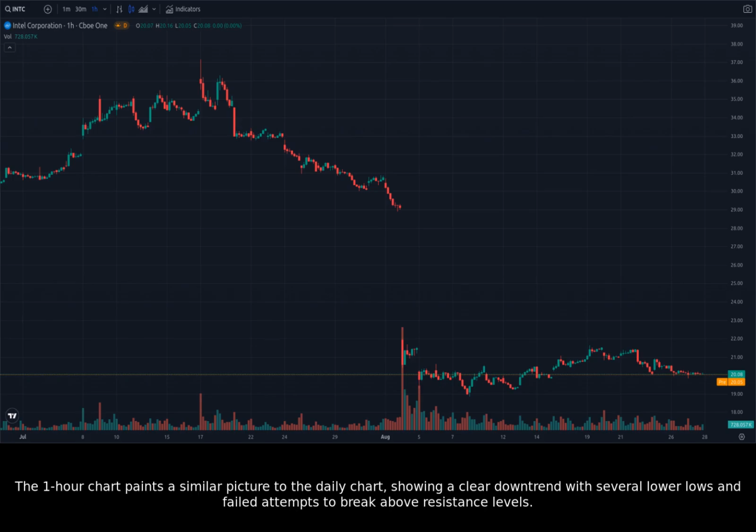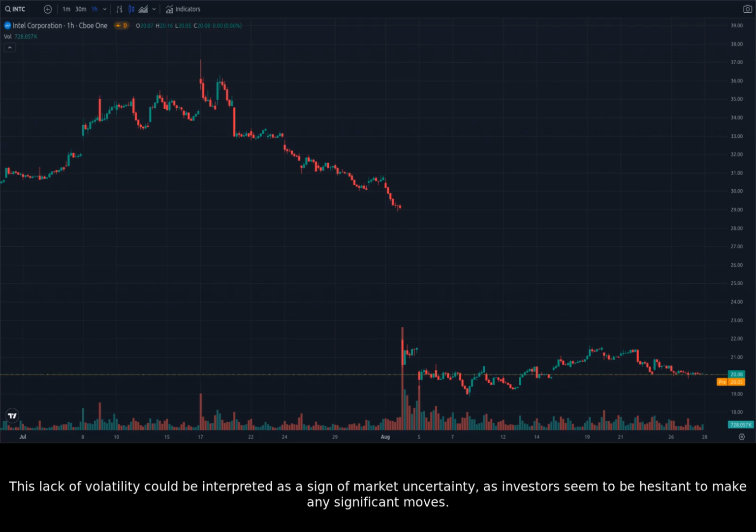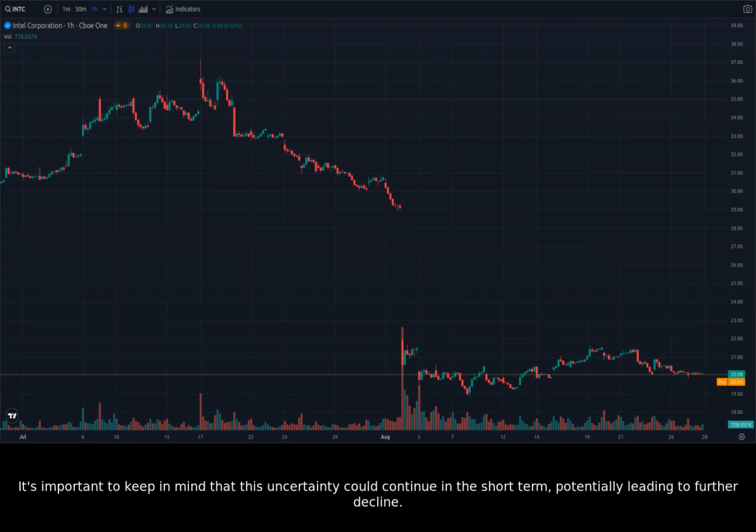The 1-hour chart paints a similar picture to the daily chart, showing a clear downtrend with several lower lows and failed attempts to break above resistance levels. The candlesticks on the 1-hour chart are quite small, indicating a lack of volatility and a general lack of interest in the stock. This lack of volatility could be interpreted as a sign of market uncertainty, as investors seem to be hesitant to make any significant moves. It's important to keep in mind that this uncertainty could continue in the short term, potentially leading to further decline.